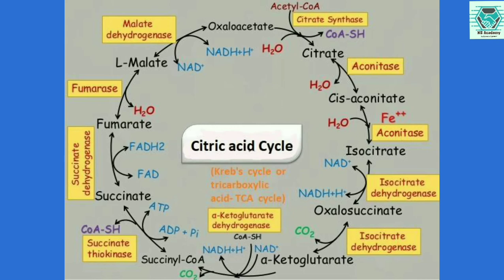In step 6, the conversion of this alpha-ketoglutarate to succinyl-CoA occurs through oxidative decarboxylation. The enzyme which catalyzes this reaction is alpha-ketoglutarate dehydrogenase complex. It is a multi-enzyme complex comprising more than one enzyme. At this stage of TCA cycle, second NADH is produced and second CO2 is liberated.